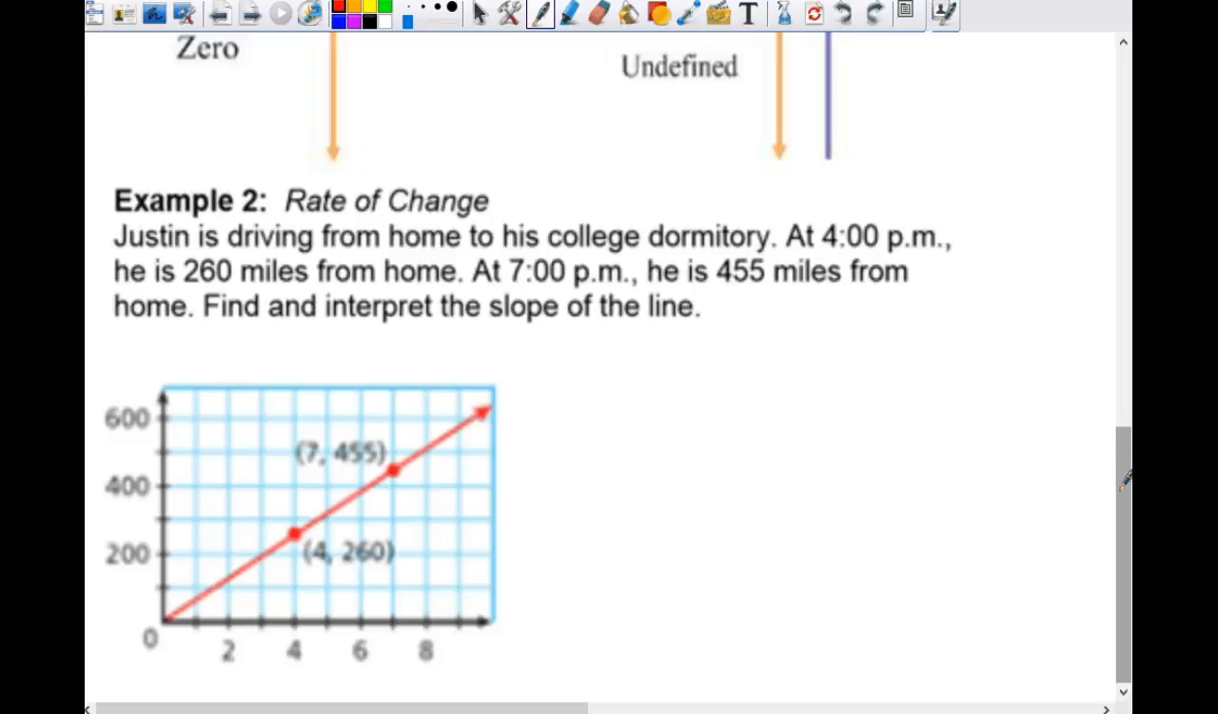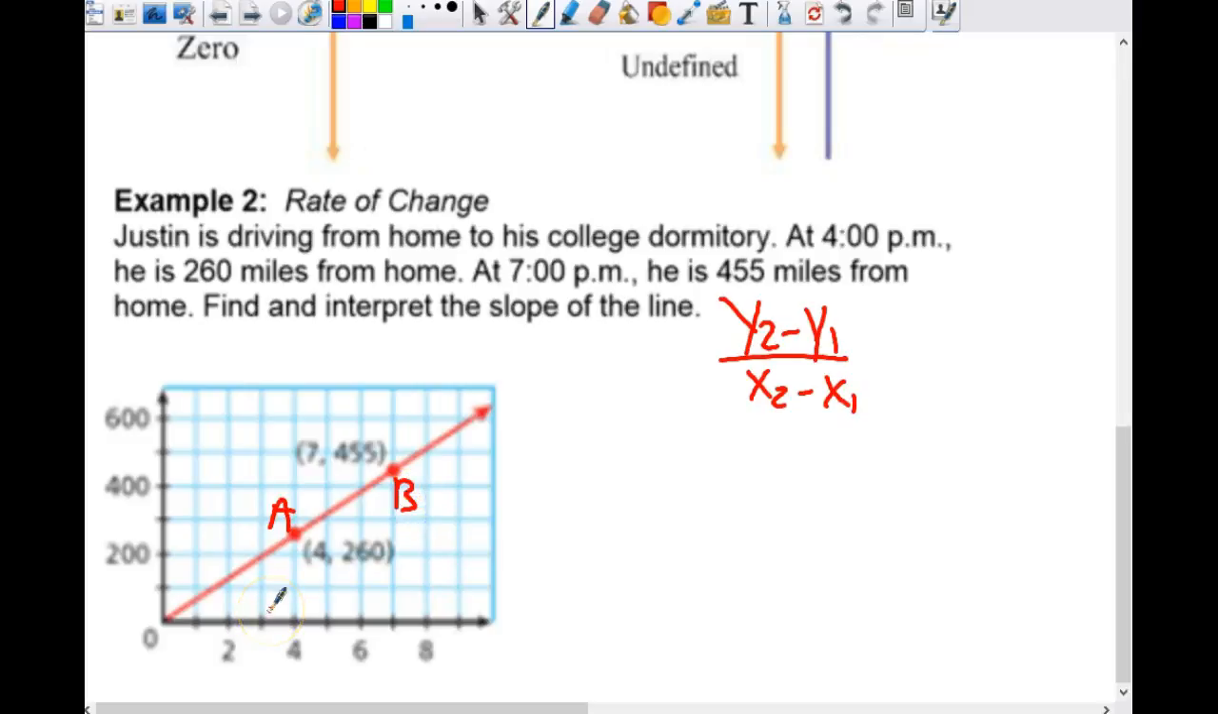At 4 p.m., he's 260 miles from home. At 7 p.m., he's 455 miles away from home. Find and interpret the slope of the line. So, first step, write the equation: y2 minus y1 divided by x2 minus x1. Second step, locate your points. I'm going to call this point A. I'm going to call this point B.